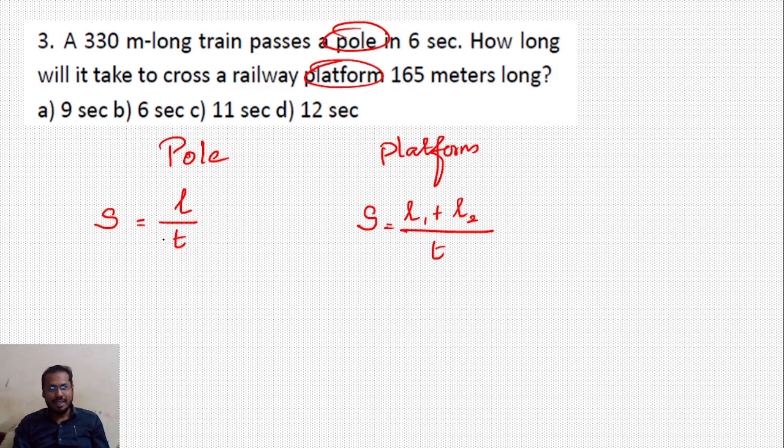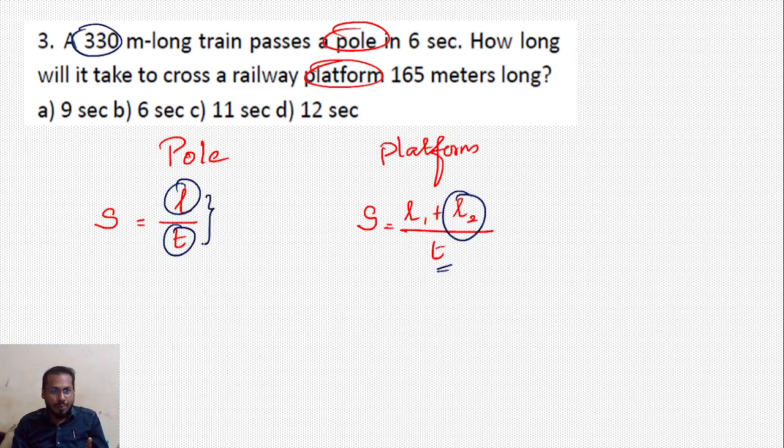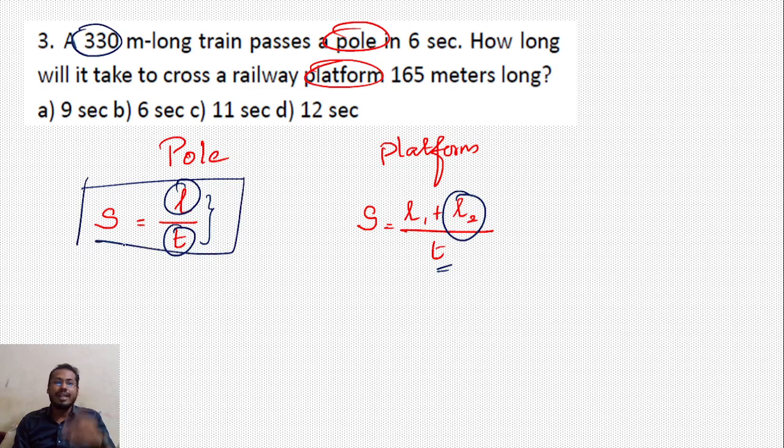Here, look at this. 330-meter long. That means the length of the train is given. Crosses in 6 seconds. This is also given. And the platform length is also given. We need to find how much time it takes. We got both the data, so we can find it. If we had only one data, we would need to equate both the formulas. But here it is not needed. First complete this formula, you will get the speed. Using the speed, you can find the time for the platform.